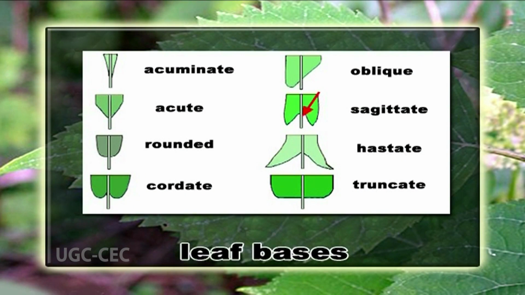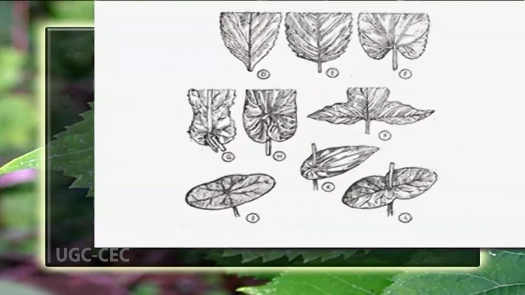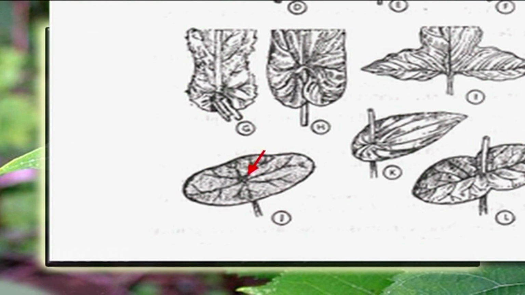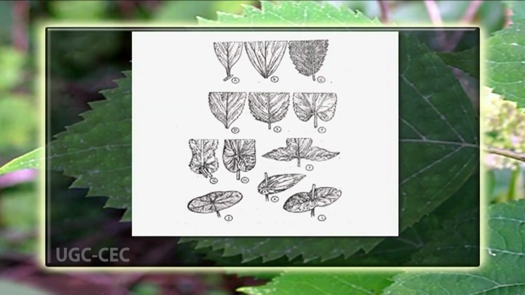Sagittate, leaf with arrow-shaped basal lobes turned downwards and inwards. For example, Arabis perfoliata, a tower mustard. Hastate, leaf with a pair of basal lobes spreading gradually outwards. For example, Polygonum aubertii. Peltate, leaf with petiole attached near the center on the ventral surface of orbicular lamina. For example, Nelumbo or garden nasturtium, etc.